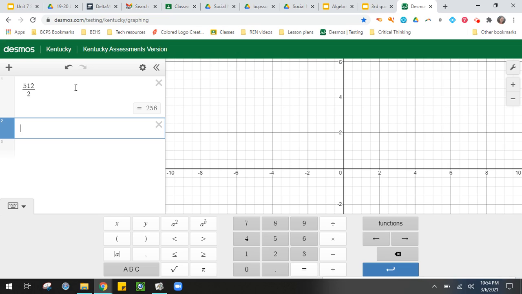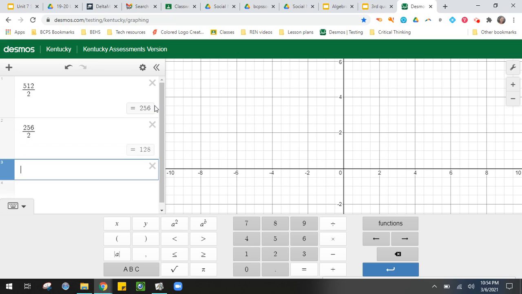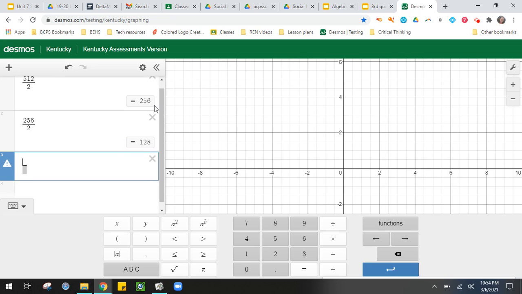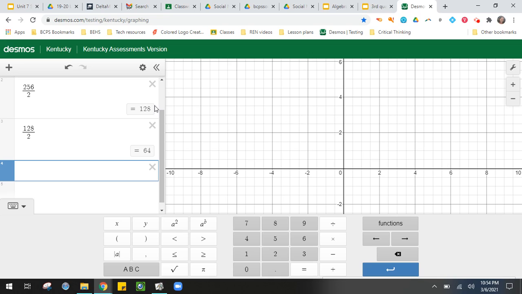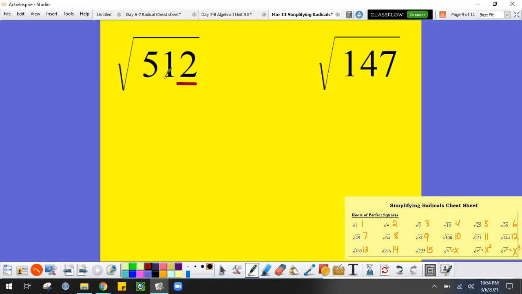512 divided by 2. 256 is also an even number. So while I'm here, I'm going to divide that by 2. And I got 128, still an even number. So I'm going to divide that by 2. And that's 64. So I'm going to come back to my problem.